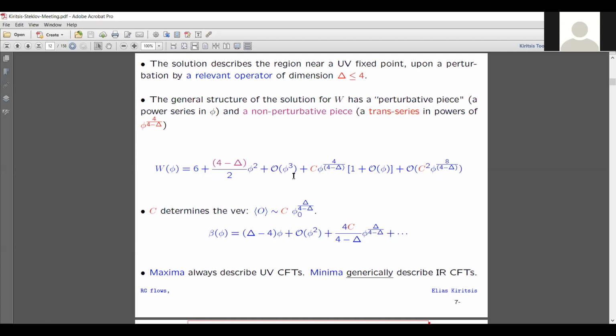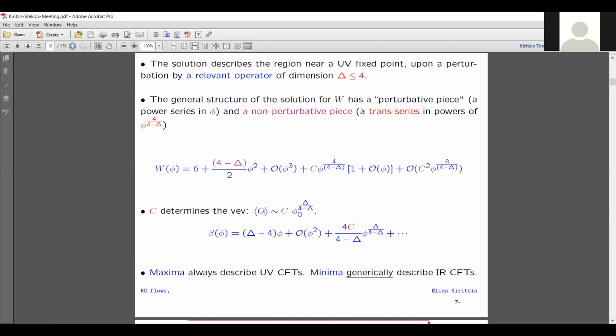You have a power series that I wrote in this first piece, and then there is an integration constant to the superpotential equation that I call C, which multiplies this leading power, and then of course this is a trans-series, that is, this is multiplied by a power series in phi, and then there is the square of this times another series, etc. And as most of you know, C is essentially determining, this is first of all the one that is generating the linearly dependent solution in the equations for phi, and it's determining the VEV of the dual operator with this particular formula.